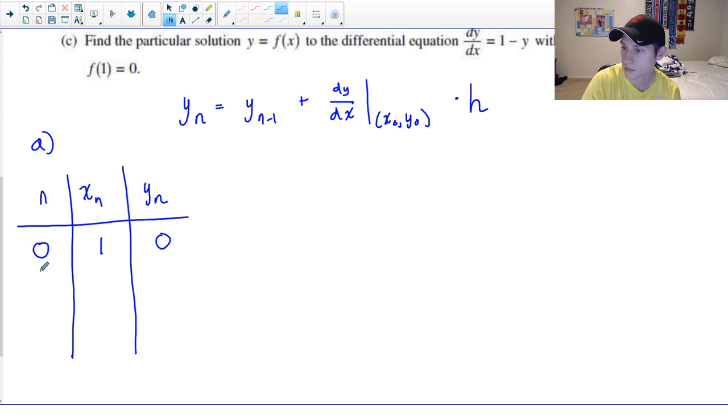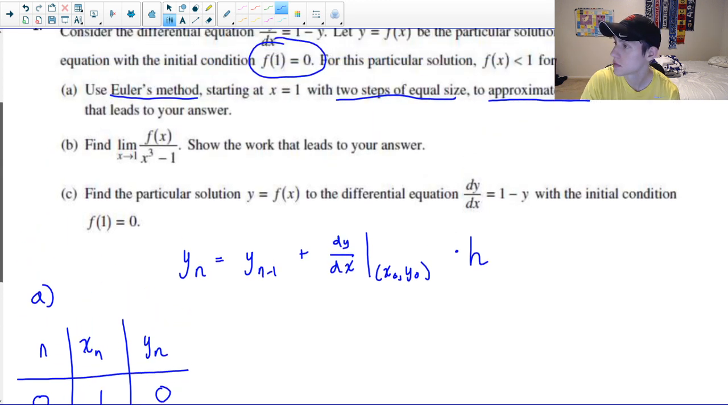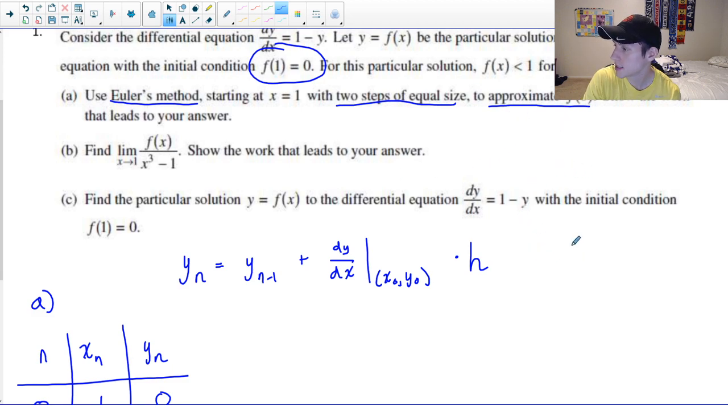That's just the beginning. Now it says to use 2 steps, so I know I'm going to have an n equals 1 and an n equals 2. And since the steps are of equal size, I need to decide what is my h? What is my step size? Well, remember here, we're starting at x equals 1, and we're trying to approximate what happens when x is 0. To get from 1 to 0, we just subtract 1. But then to get there in 2 steps, my step size is -1/2.